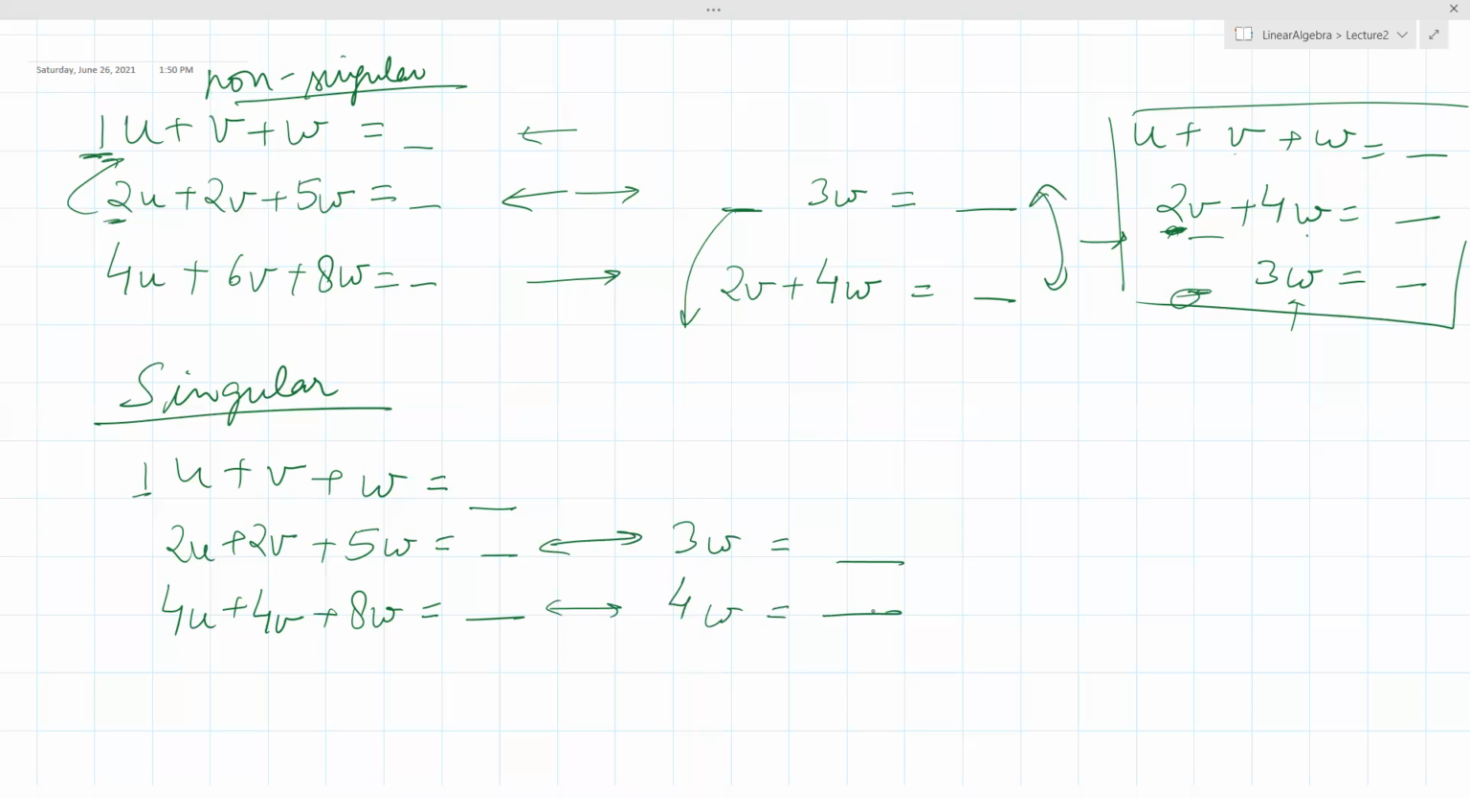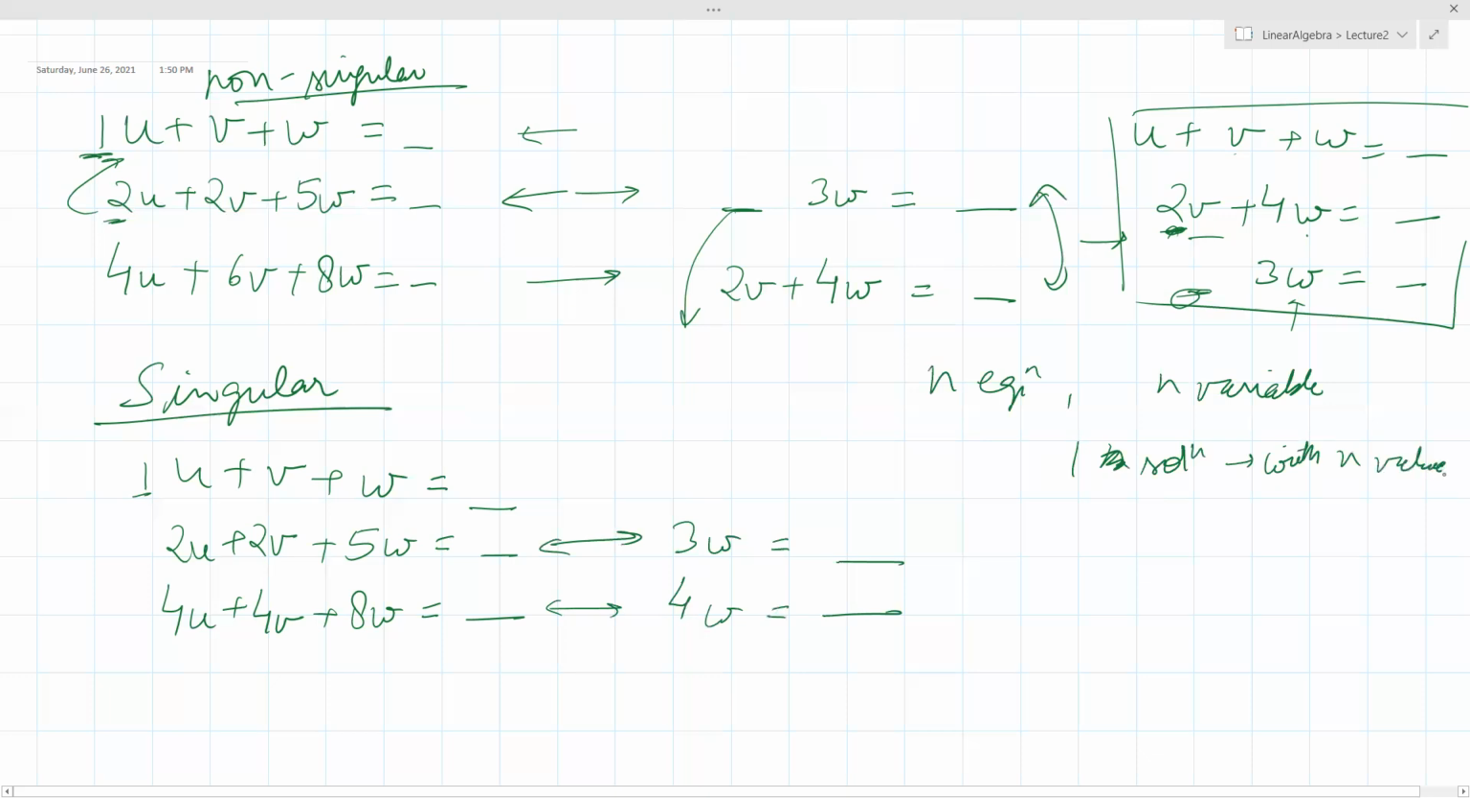So your Gaussian elimination works in a manner where you are assuming that you have n equations, n variables, and you have n solutions, or one solution with n values. Whatever way you want to think about it, one solution with n values. That is the only place where this works properly.